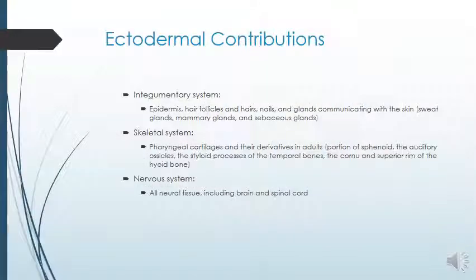If we look at the ectodermal contributions, we see that it's parts of the integumentary system, such as the epidermis, hair follicles and hair, sebaceous glands, sweat glands. In the skeletal system, some of the pharyngeal cartilages and their derivatives in the adult, and some of the other processes on bones are part of the ectodermal contributions.